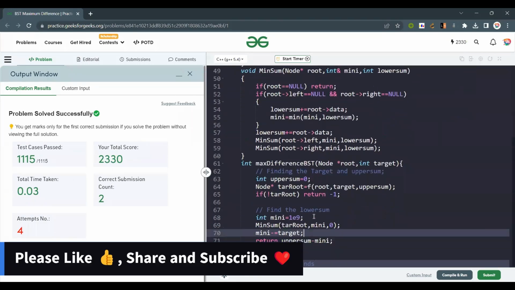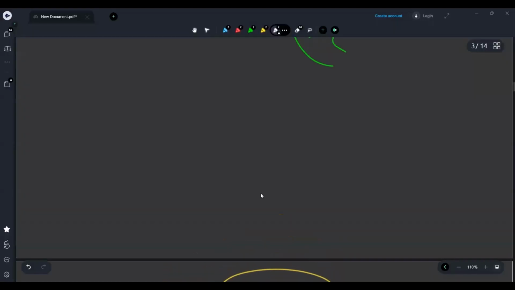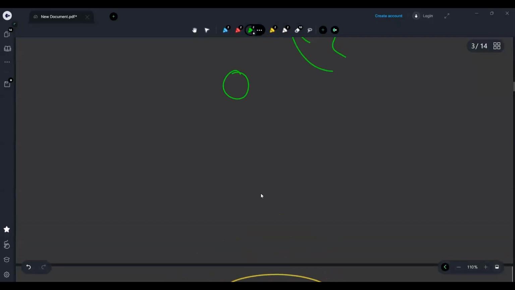So the two-step process: find the target in upper sum, find the lower sum, and subtract the target from the minimum because the lower sum will have target available. So we have to do upper sum minus minimum. We have to maximize the difference, so if minimum is smaller, obviously this difference will be greater. And we don't have to consider the root node because the test cases are designed in the GFG such that target node is separate, leaf node should be separate. If it is not present, don't consider that test case.